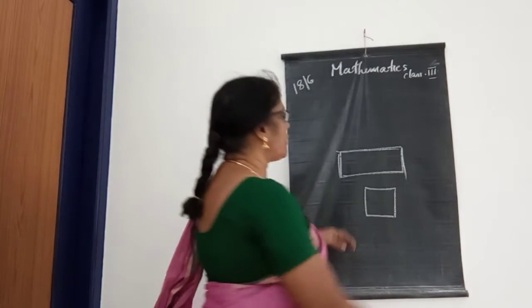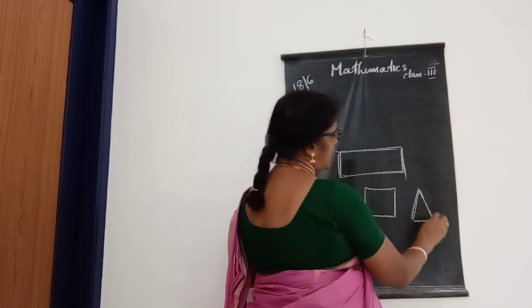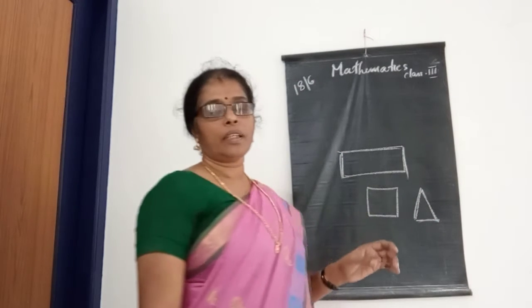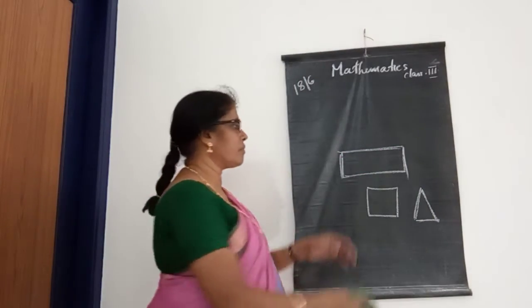A triangle has many types, and you can study them later. For now you only study three sides for the triangle. That you know, isn't it? And the circle has no sides.